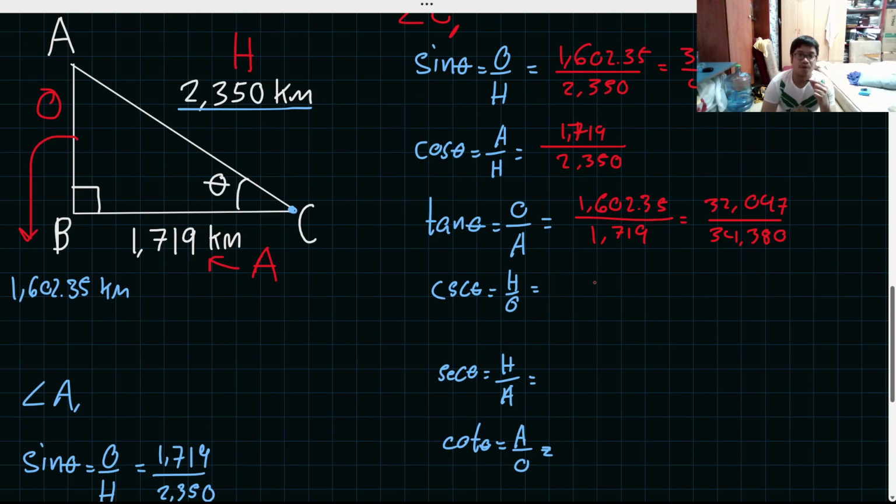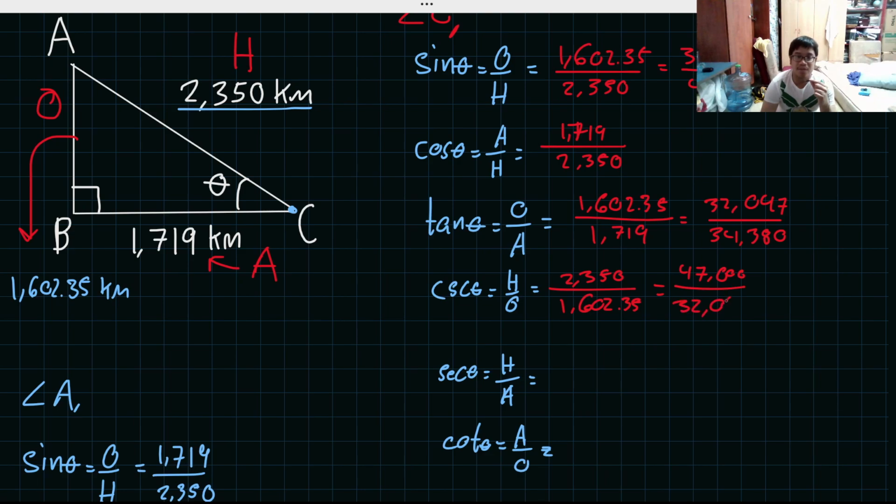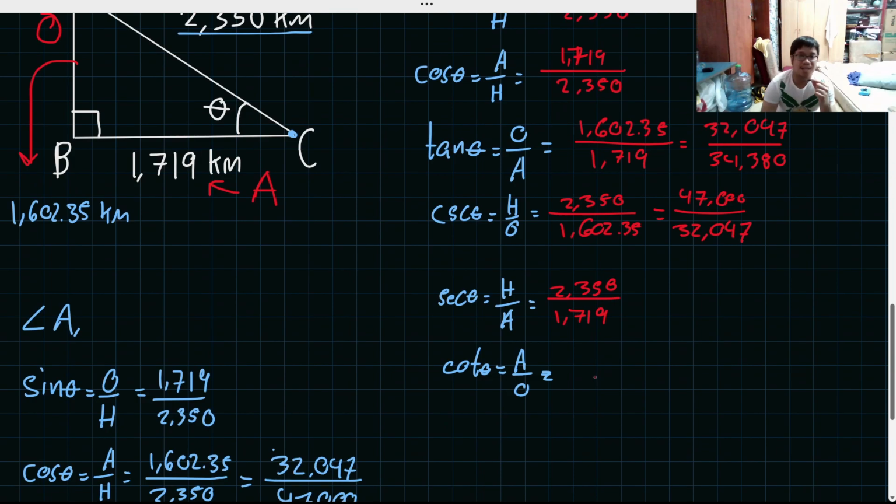Okay, good. Now, for cosecant theta, we have hypotenuse all over opposite. So this is just 2,350 all over 1,602.35. So this is 447,400 all over 32,047. Now for secant theta, this is 2,350 all over 1,719.